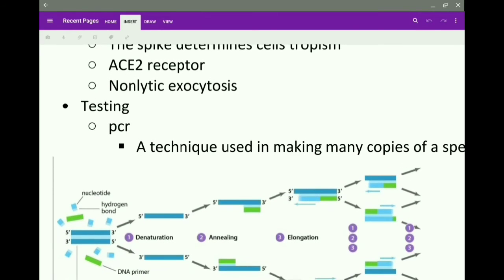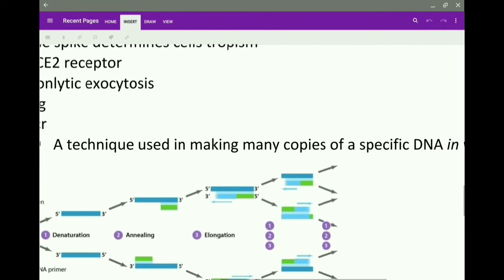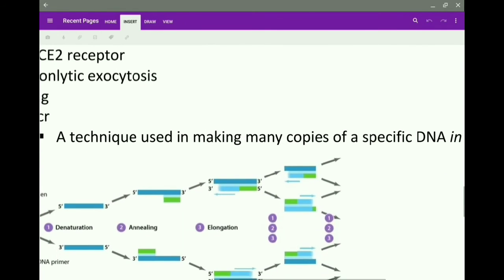Yep. So another thing that's really heavy in the news is testing. People are complaining there are not enough test kits and not enough labs that can test it. So I wanted to talk about it a little bit and see what tests they're actually doing. The test they use to check whether you have the coronavirus is based on PCR, polymerase chain reaction, which is a technique used in making many copies of a specific DNA in vitro. Basically, if you have a specific DNA and you want to multiply it and make a lot of it, we use PCR.